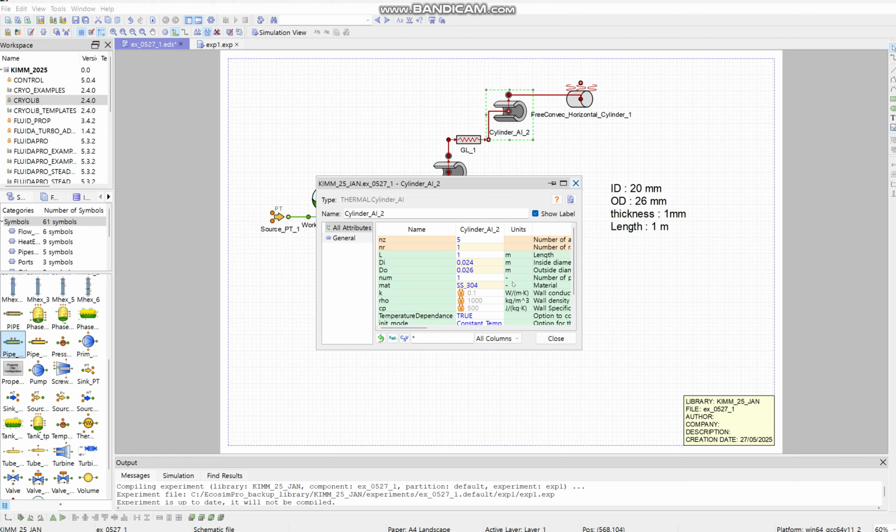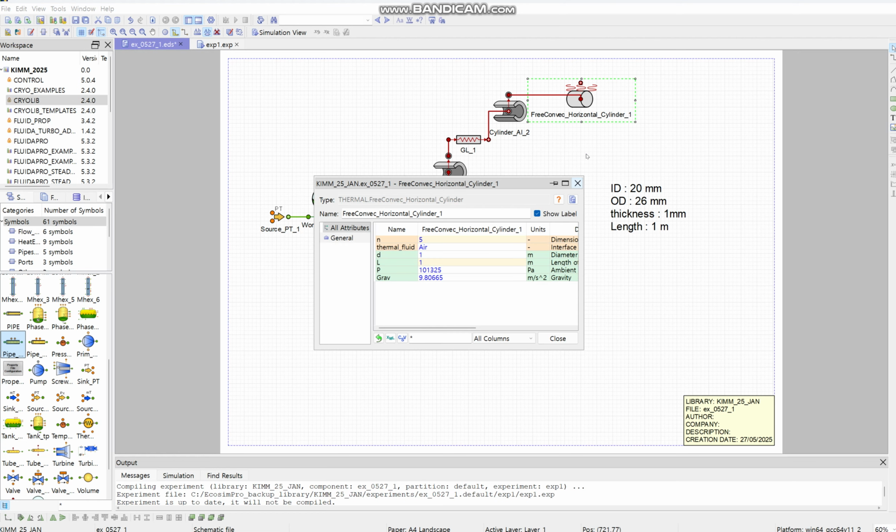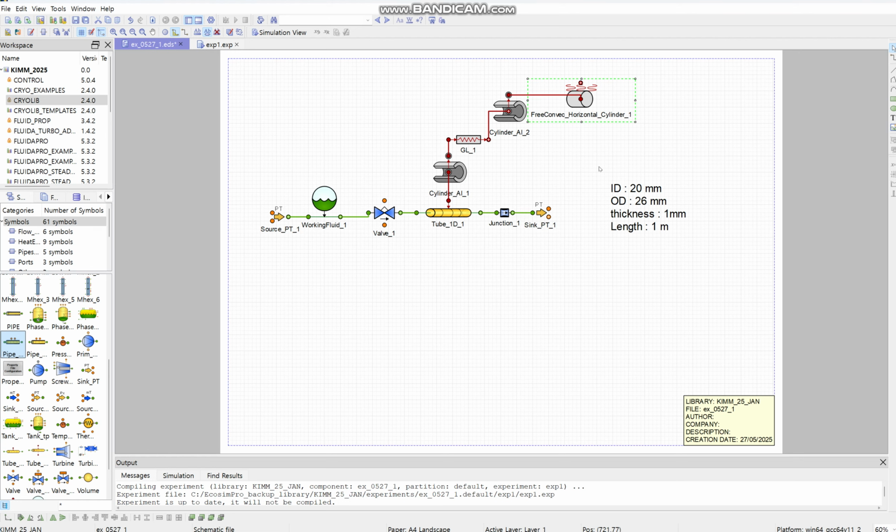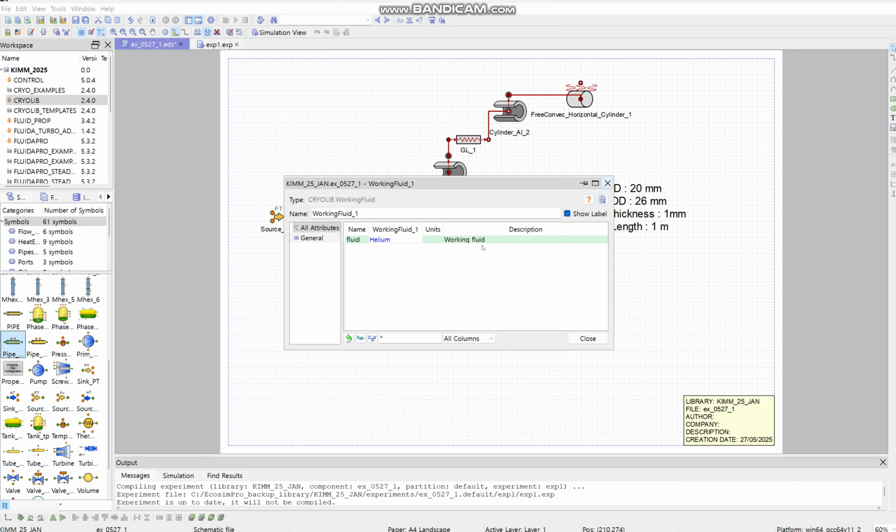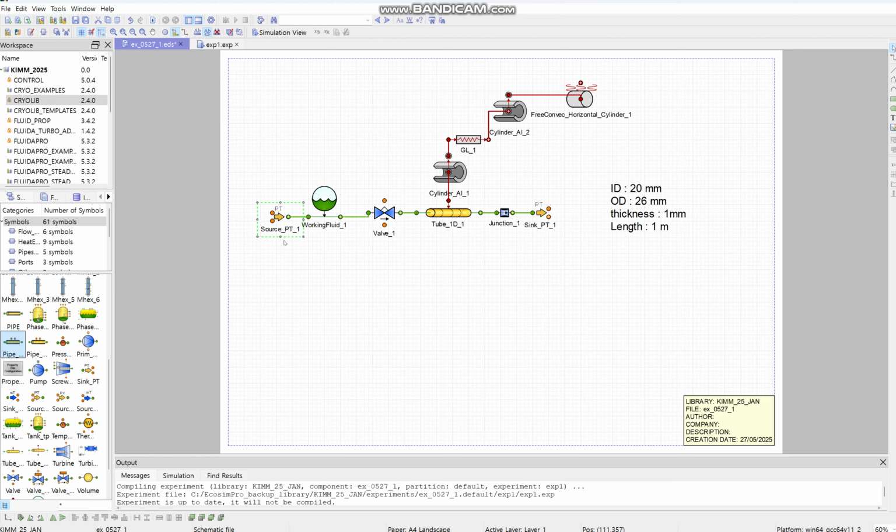This is the outer wall, and this is the ambient. And also in here you ought to put 5 nodes. And then I put a valve in front of the tube, and I set helium as the working fluid, and I put a source and sink.